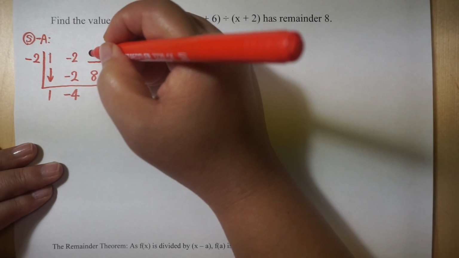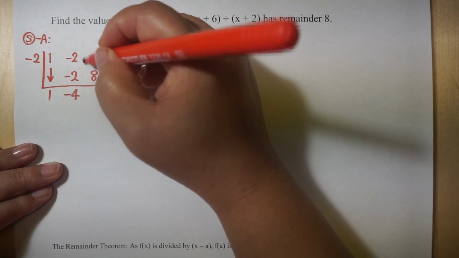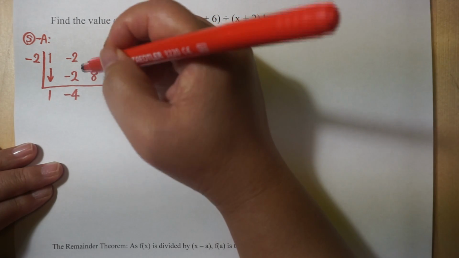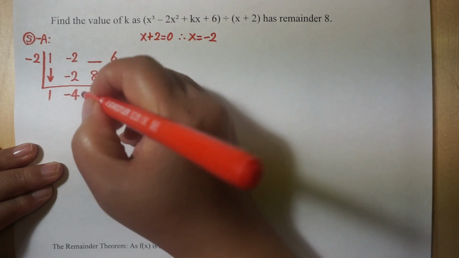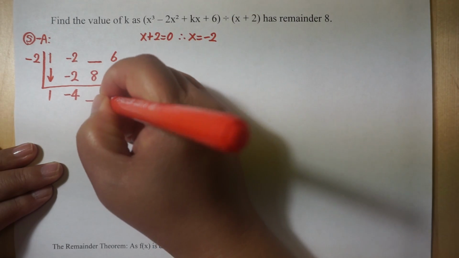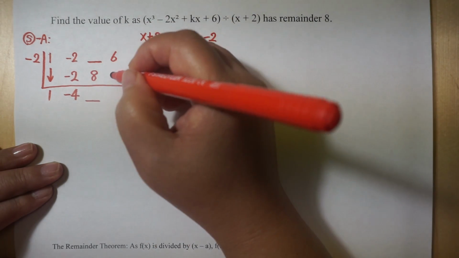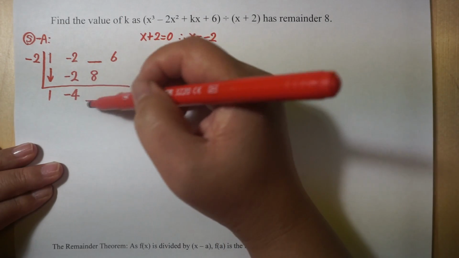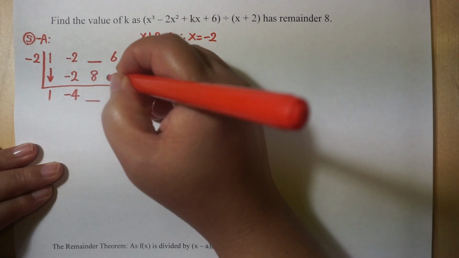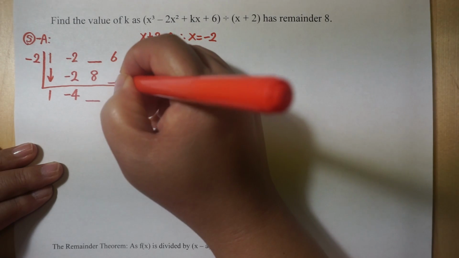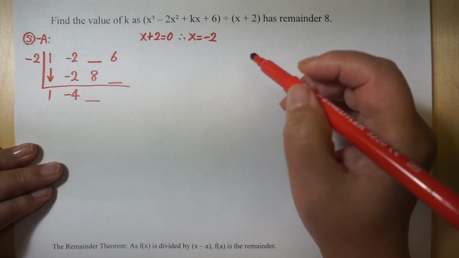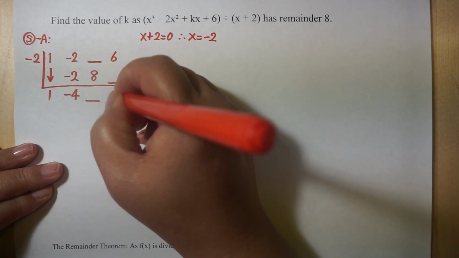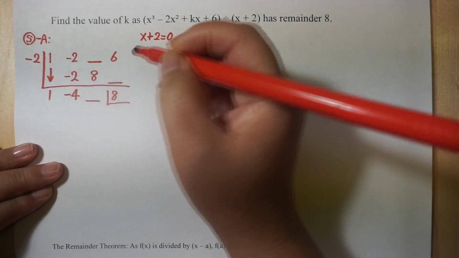So we're going to add this unknown number and 8. However, we don't know the result, so we're going to make this blank. And then same thing as here, we're going to multiply negative 2 and this unknown number. We don't know the result here, so we're going to make this blank too. But we know the remainder is 8, so we're going to put 8 over here. So this is the remainder.